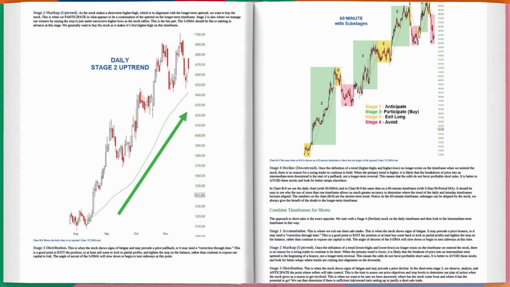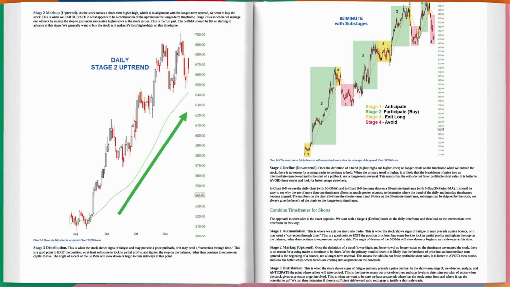In Chart B8, we see the daily chart with 50 DMA, and in Chart B9 the same data on a 65-minute time frame with 5-day or 30-period MA. It should be easy to see why the use of more than one time frame allows us much greater accuracy to determine where the trend of the daily and intraday time frames become aligned. The numbers on the chart B9 are the shorter-term trend. Notice on the 65-minute time frame, substages can be skipped by the stock. We always give the benefit of the doubt to the longer-term time frame.